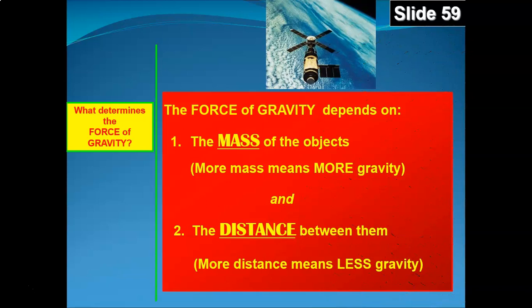So what determines the force of gravity? The force of gravity depends on two things. One, the mass of the objects. More mass means more gravity. And two, the distance between them. The more distance, the less gravity. So at least one of the objects has to be really large, like the Earth. You feel the Earth's gravitational pull because it's so large, but you don't feel the gravitational pull of your pencil because it's very small. The other is distance. You don't feel the gravitational pull of a star that's many, many light years, many billions and billions of miles away because it's so far away. So even though it might be a very large star, you don't feel it because of distance.